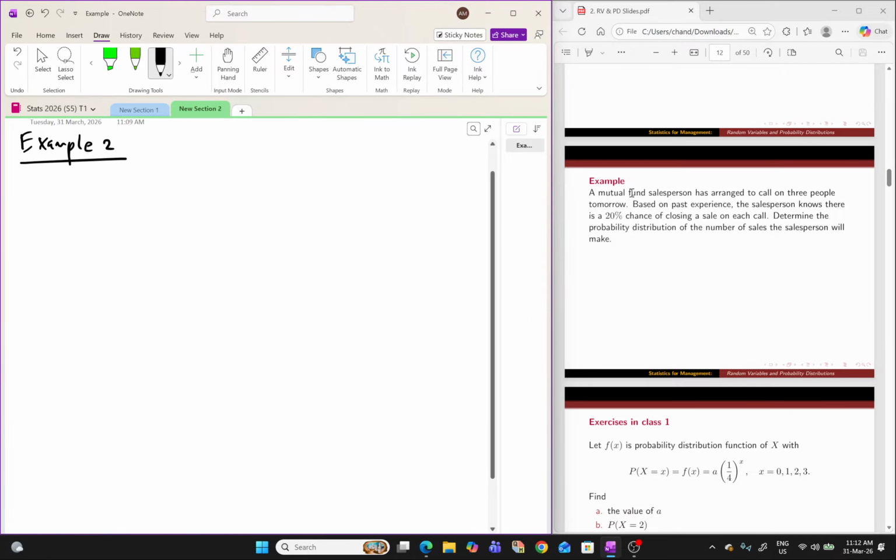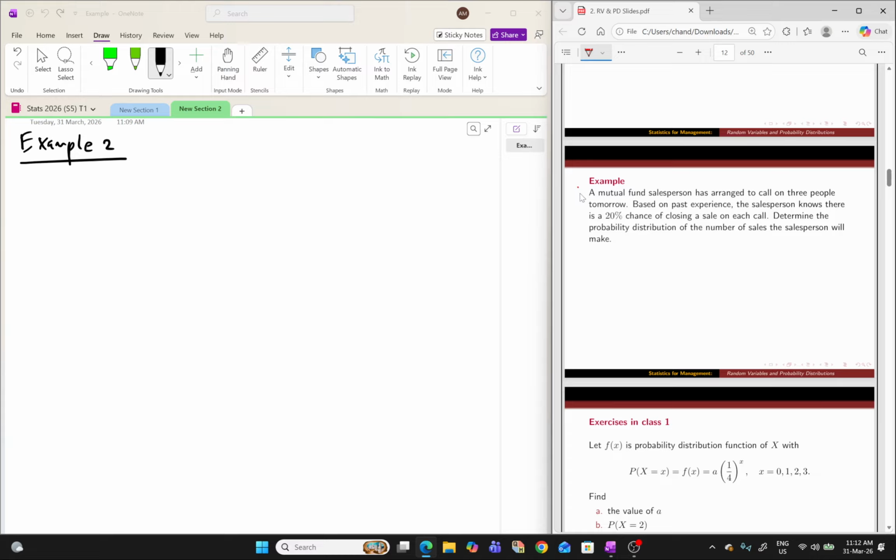Example 2. Okay, this is example 2 here. A mutual fund salesperson has arranged to call 3 people tomorrow. Based on past experience, the salesperson knows that there's a 20% chance of closing a sale on each. Determine the probability distribution. Okay, so I'm going to do maybe all. Okay, so let us do the tree diagram first.